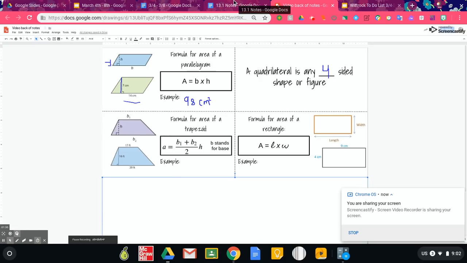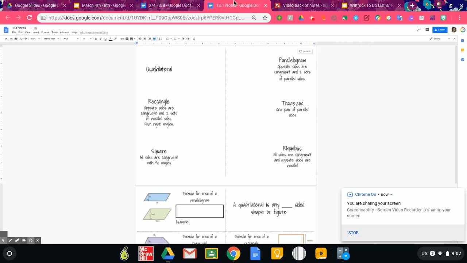Now, if you look at the front of your foldable, it tells you the properties of a parallelogram. A parallelogram has opposite sides that are congruent, meaning opposite sides are the same length, and two sets of parallel sides. And parallel means that they could go on forever and they will never touch, so they will never intersect and cross each other.